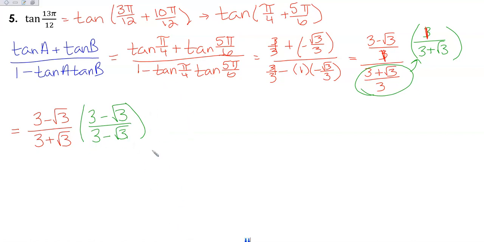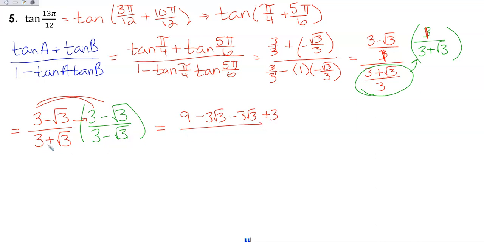So let's take a look at what happens. Up top, we're going to do 3 times 3 is 9. Then 3 times negative square root of 3 is minus 3 square root of 3. Then we're going to do the insides. Negative square root of 3 times 3 is another minus 3 square root of 3. And square root of 3 times square root of 3 is a positive 3.